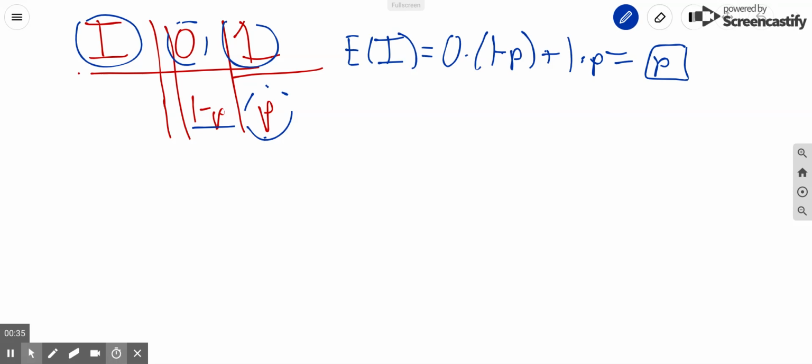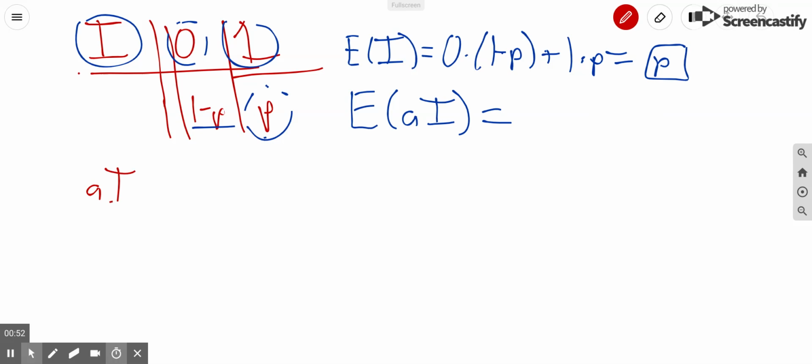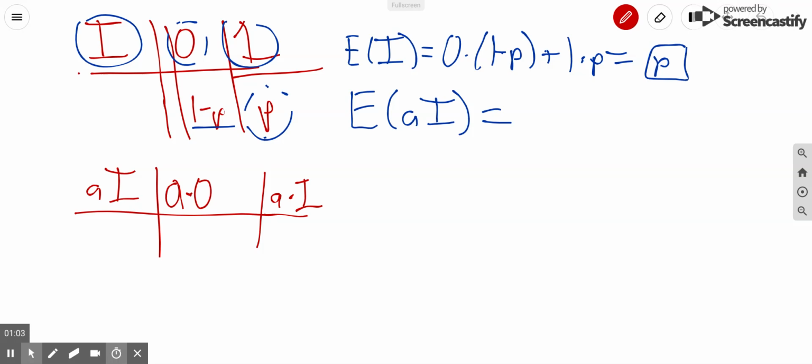But what if we want to do something like the expected value of 3I or 17.2I or aI for some real number a? What would that be? Well, what I can do is create a new probability distribution for aI. And that gives me two values, a times 0 and a times 1. Now, the probability of getting a 0 there is still 1 minus p. The a doesn't change that. The probability of getting a 1 there is still p. And notice that this is just 0, and that's a.